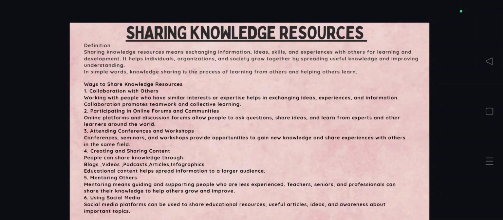Last was sharing knowledge resources. It's sharing whatever knowledge we have with you and whatever knowledge you have with us, gaining knowledge and exchanging knowledge. It's all about that. We can do it with social media, by collaborating with others, joining workshops and seminars, creating and sharing content, using podcasts, reading articles, mentoring others, etc. These are the ways to share knowledge resources.